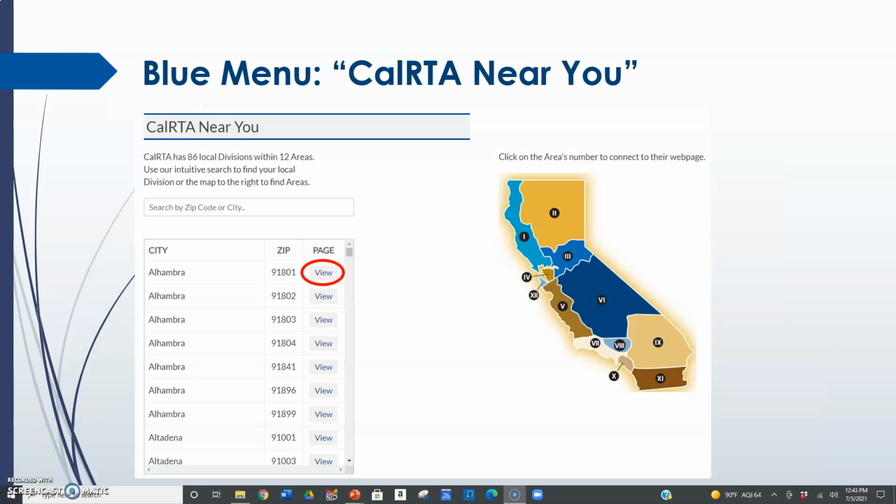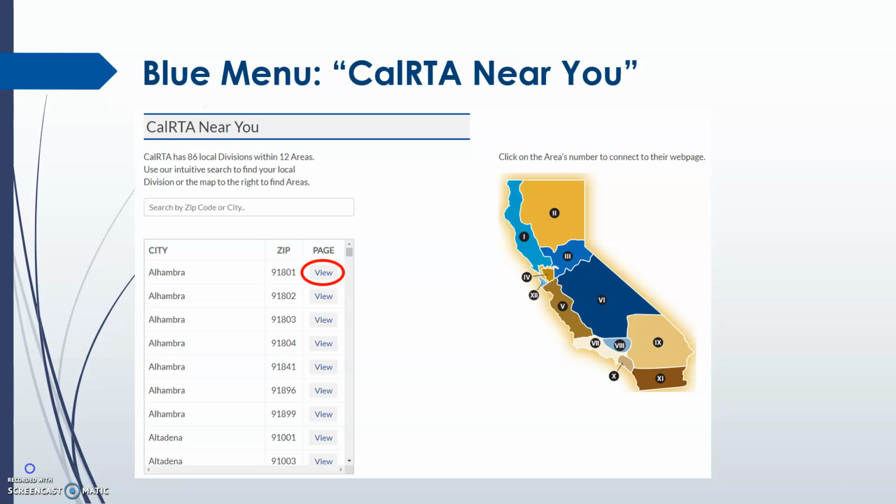If you're looking for a particular CalRTA division that's near you, or maybe you're moving and want to find a CalRTA division near your new home, click on CalRTA Near You on the right of the blue menu bar. Once you click on the heading, you'll be taken to a page that looks like this. To locate a CalRTA division, you can type in the name of a city or a zip code in the search bar, or you can click on the area number on the map on the right to see all divisions in that area of the state.